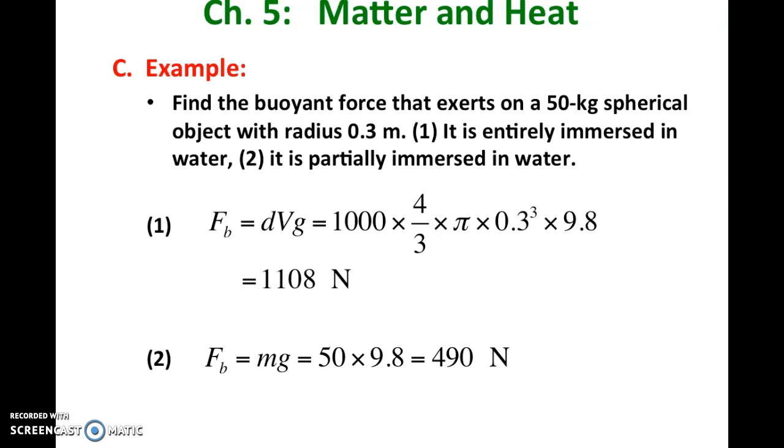For the object to float on the water, we can determine the buoyant force based on its weight because it's balanced. So in this case, the buoyant force equals the weight of the object, mg. Fb equals mg. Mass m is 50, g is 9.8. So 50 times 9.8 equals 490 Newton.